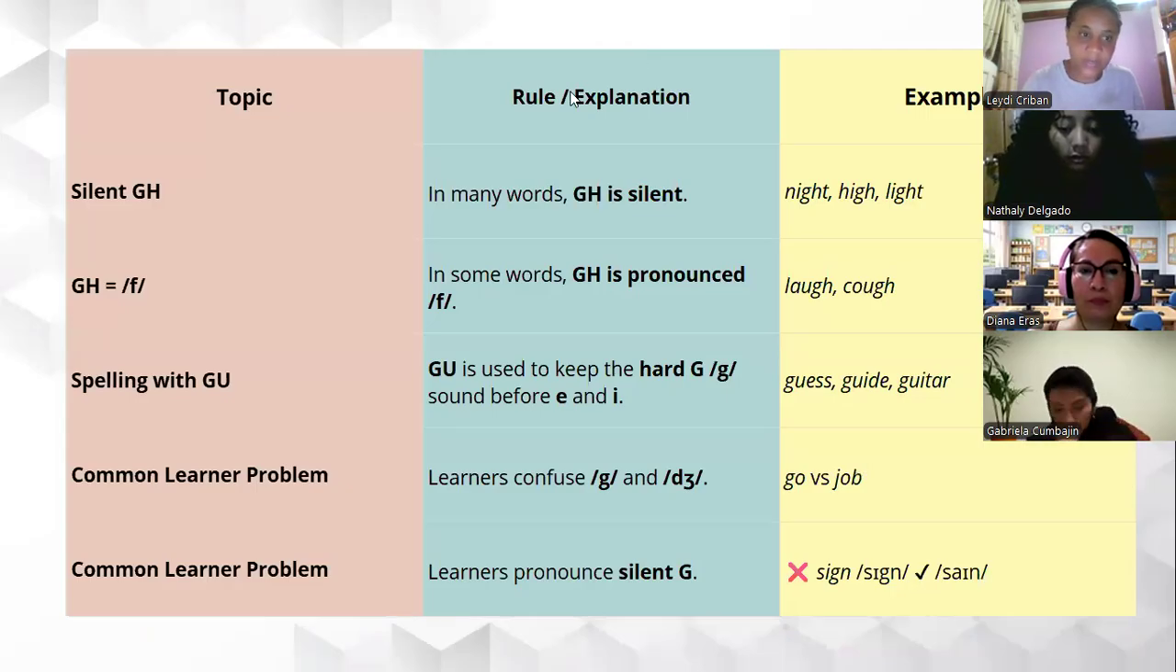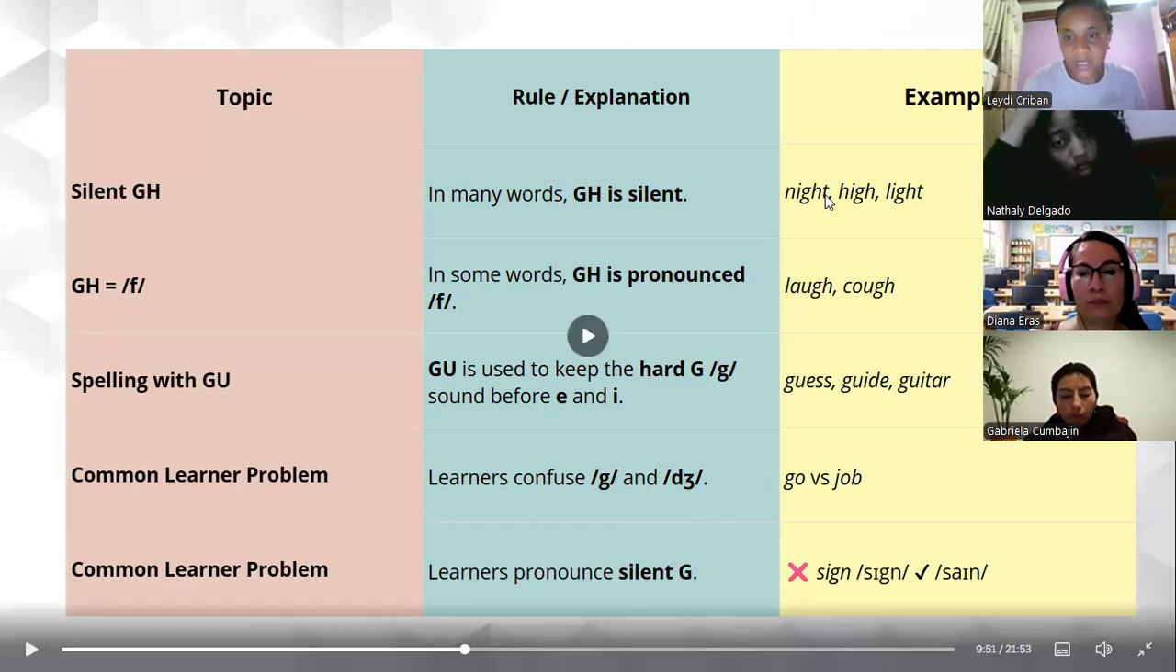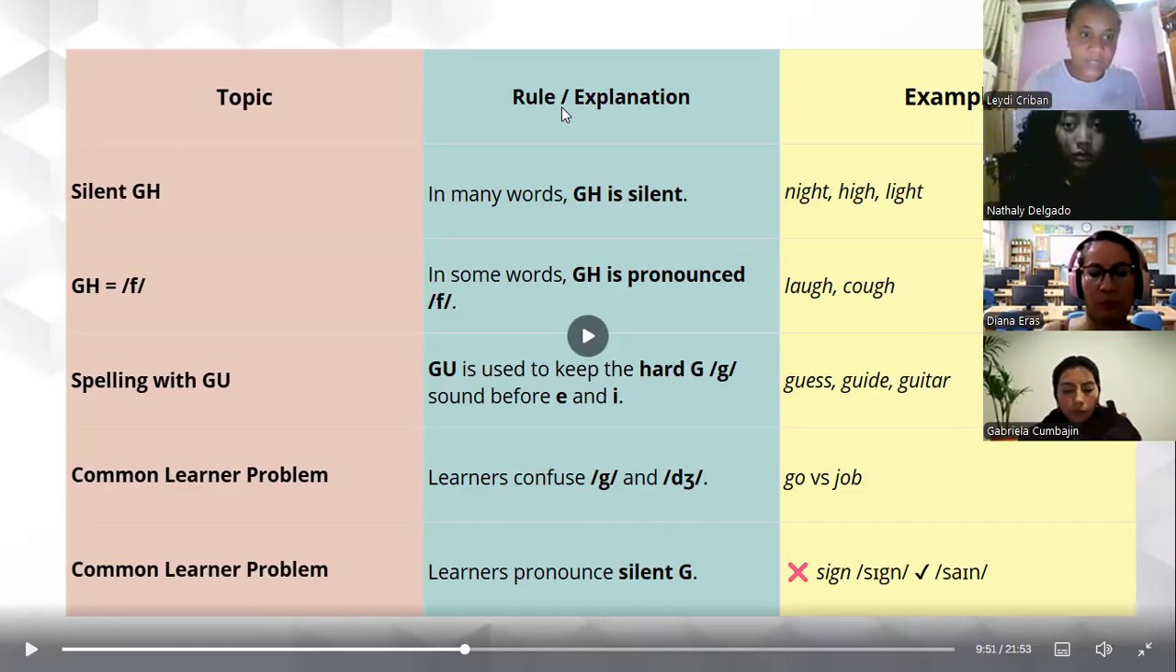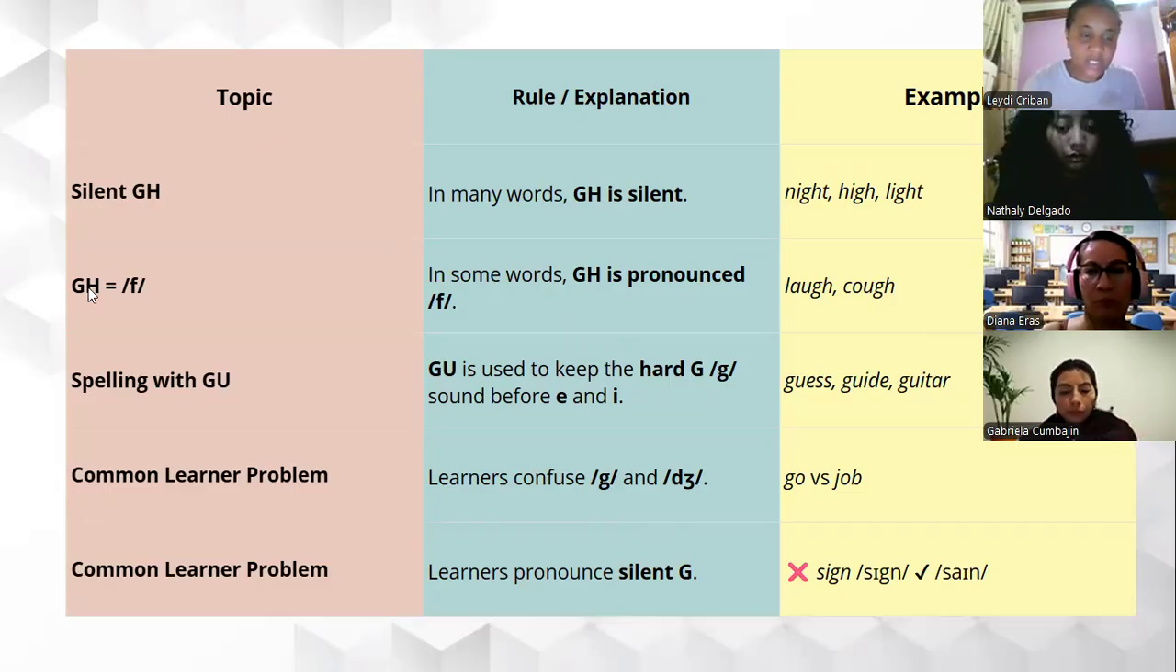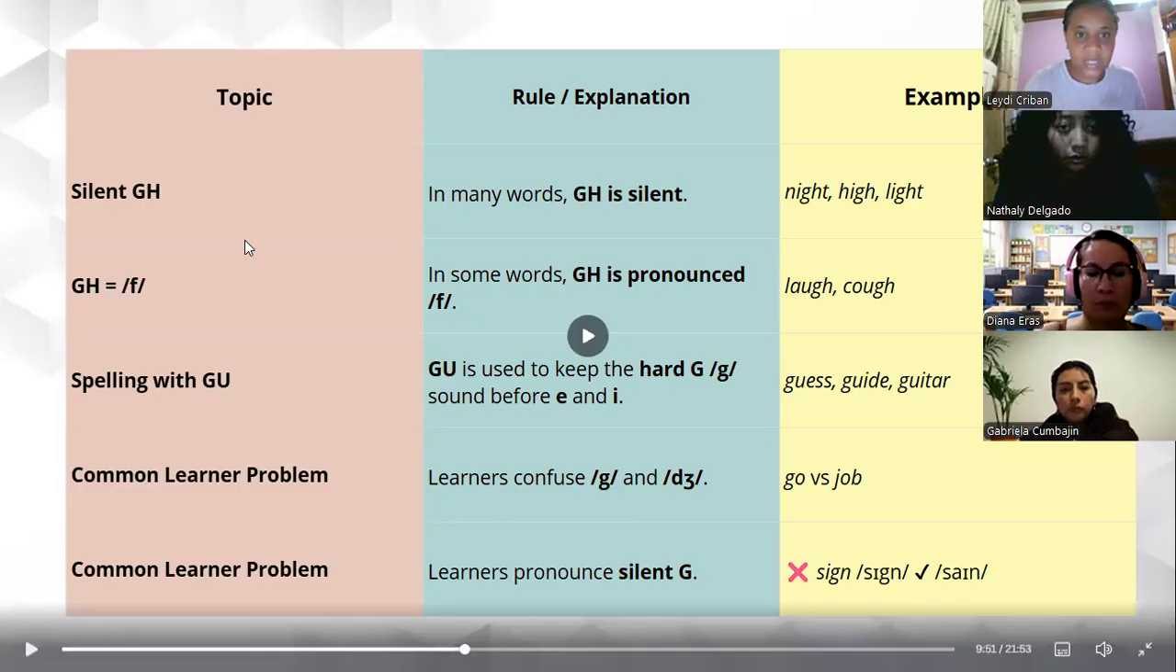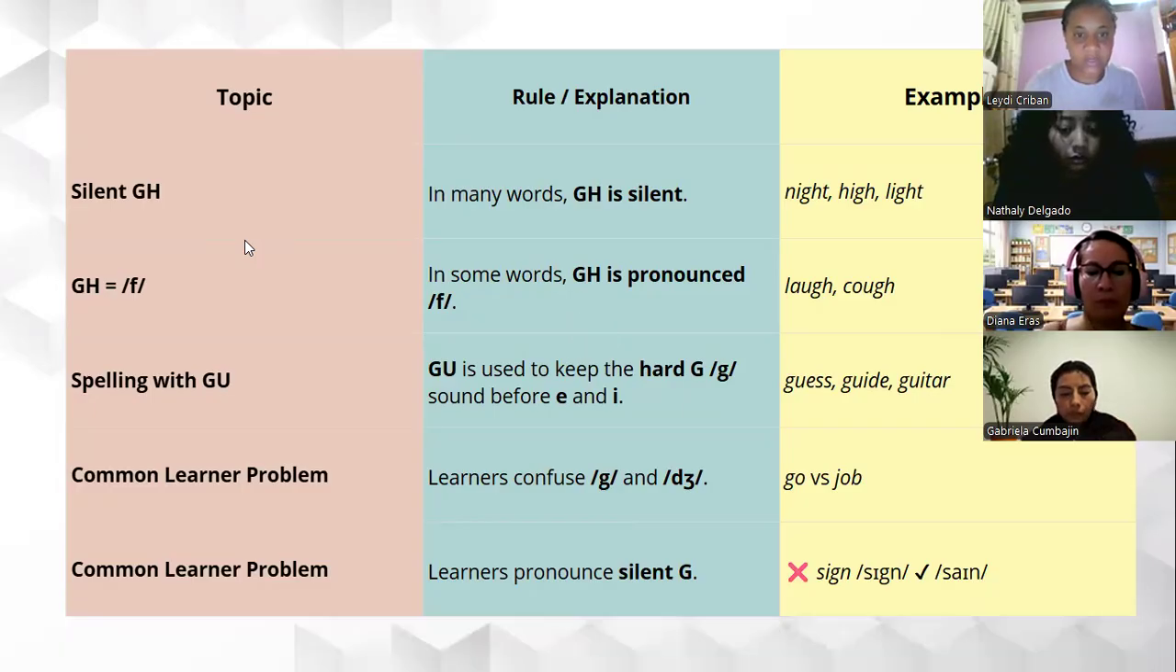And when G is grouped with H in many words, this combination is silent. For example, night, the G and H don't sound. Night, high, light. Sometimes when G is combined with H, it turns into an F sound, for example, laugh, cough.